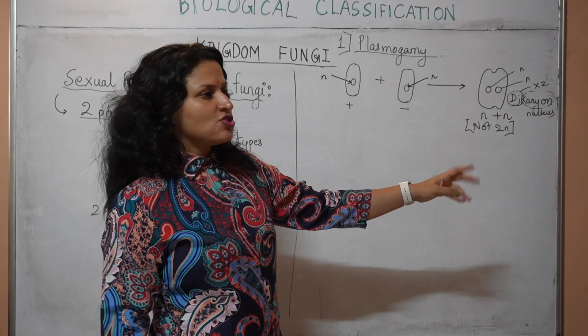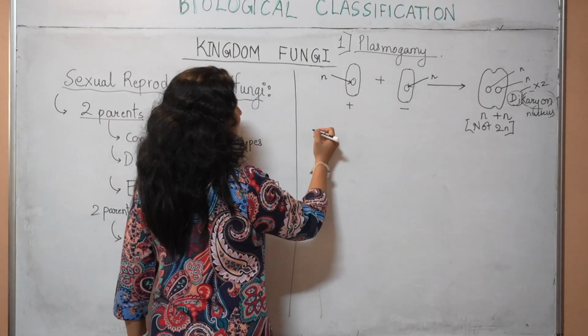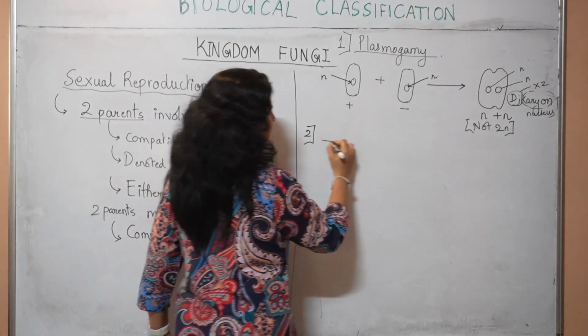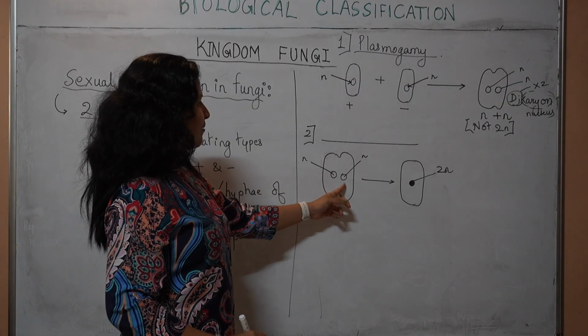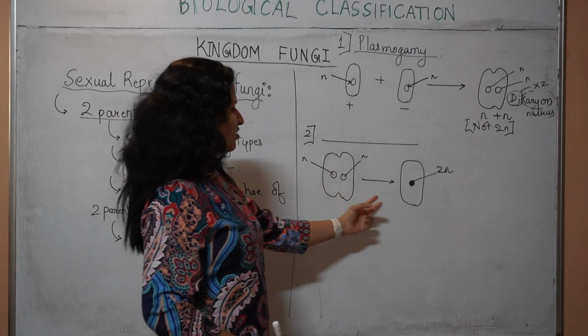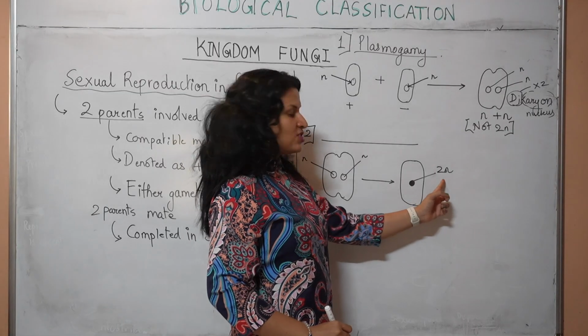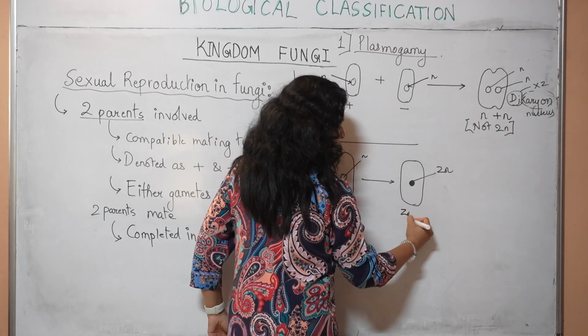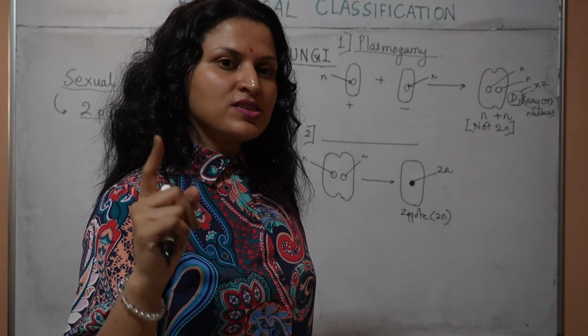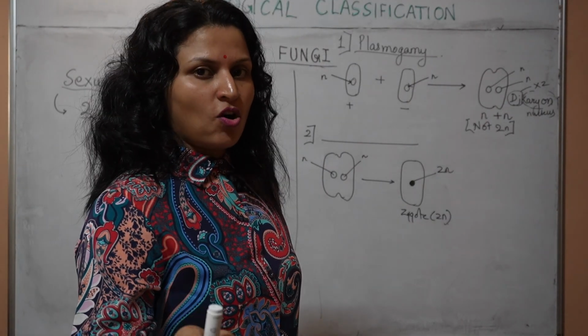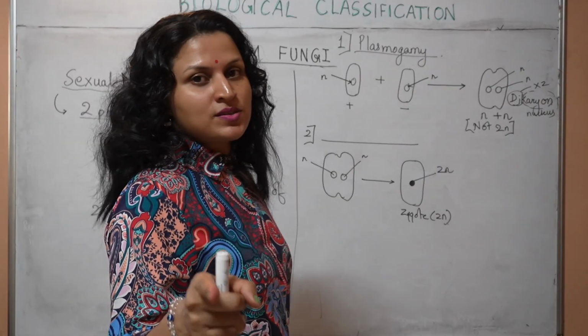This will be the situation, plasmogamy. We achieve a dikaryon. In the second stage, what is happening in this second stage? The two haploid nuclei have fused together to form one nucleus, which will be 2n, which is called the zygote. Gametes are always haploid and zygote is always diploid. That's the law. This is the way.